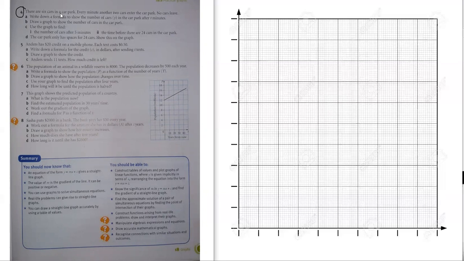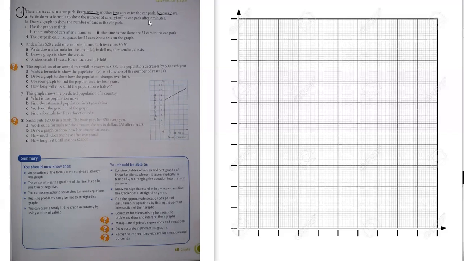the cars inside the car park, you have 6 of them. Every minute, it says 2 cars are coming in. 2 cars enter the car park. No car is leaving. So that means every 1 minute, the car park has an additional 2 cars. So you need to write down a formula to show the number of cars, which is y in this case.